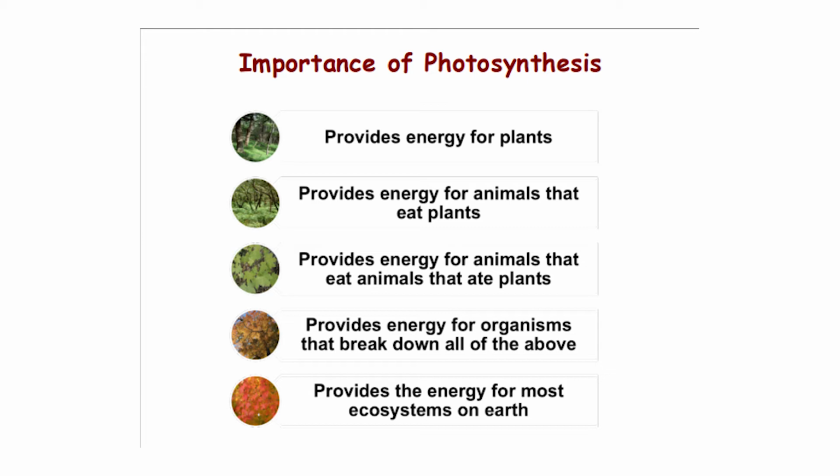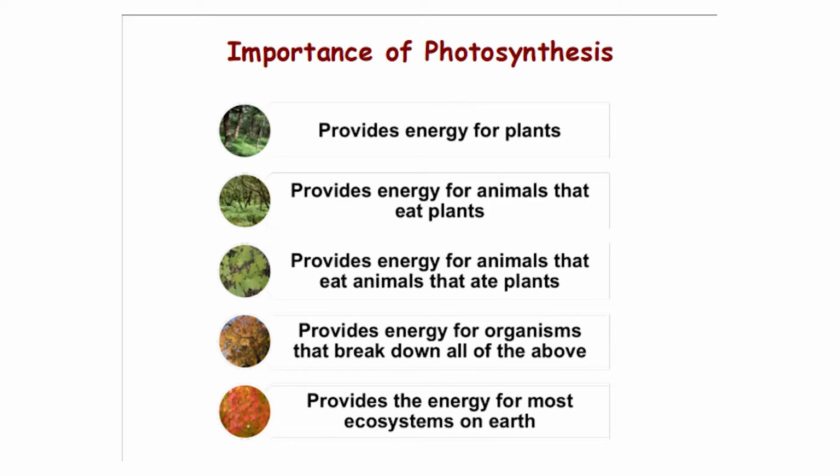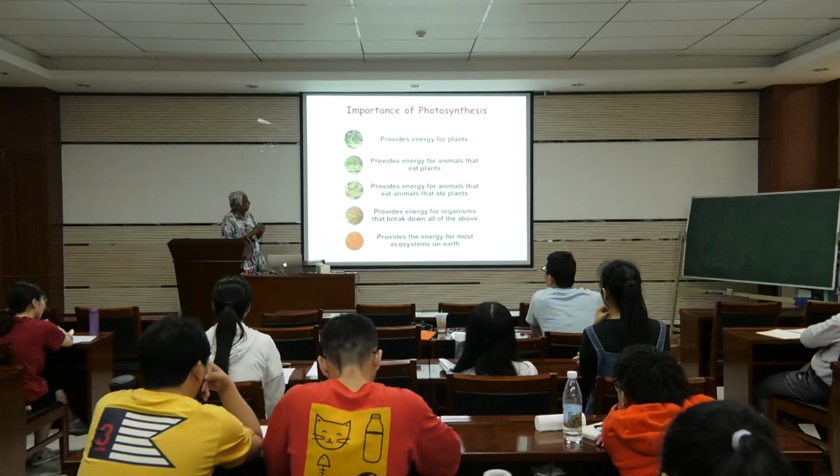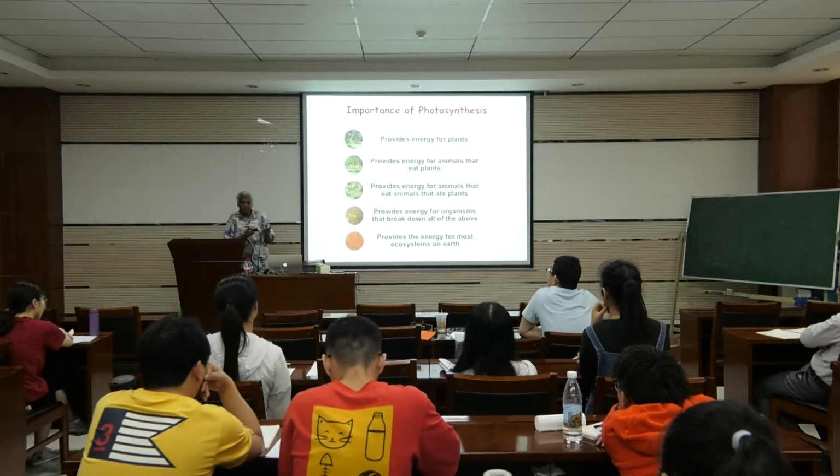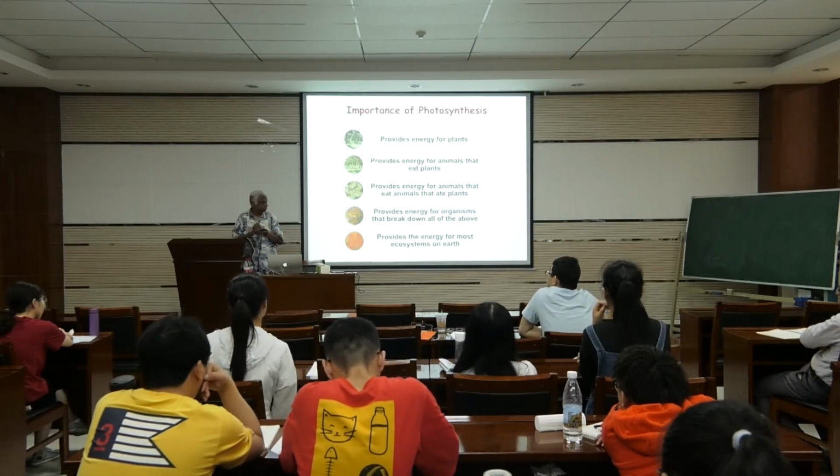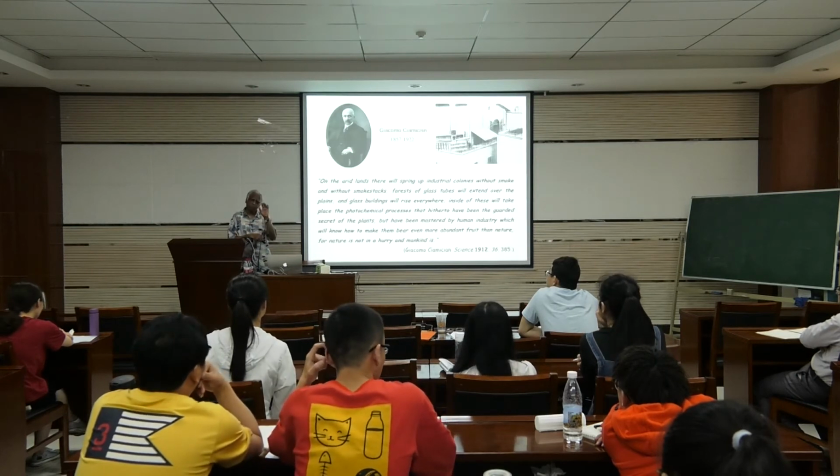So the plants produce energy from the sunlight. The plants provide energy for animals, and then small animals eventually provide the energy for most ecosystems on Earth. So if there are no plants, at the end of it, there is no survival. Everybody will go away. Okay. So this was recognized.